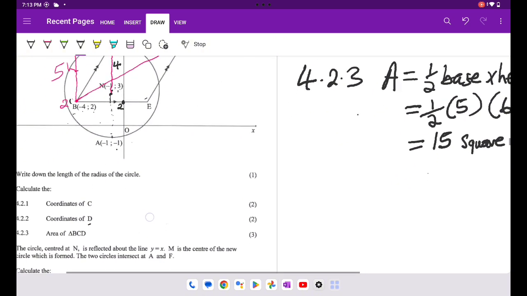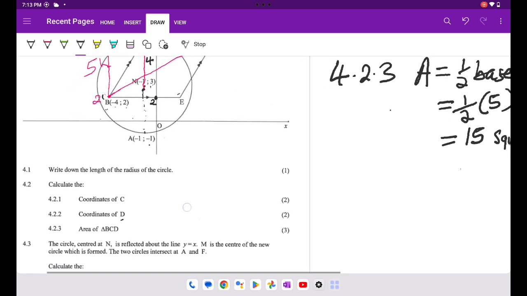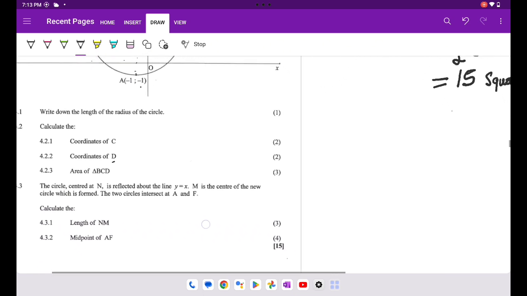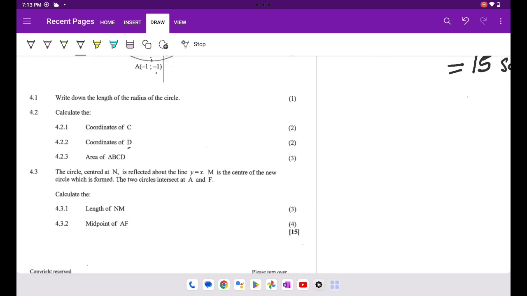Okay, number 4.3. Let us look at 4.3. They say here the circle centered at N is reflected about the line y equals x. The circle is reflected about the line y equals x. Remember, reflection about y equals x.